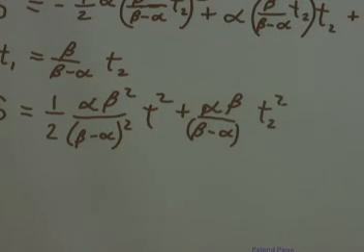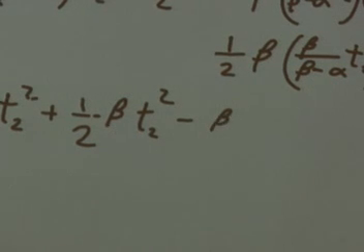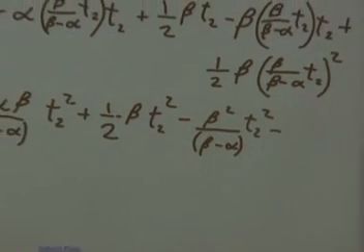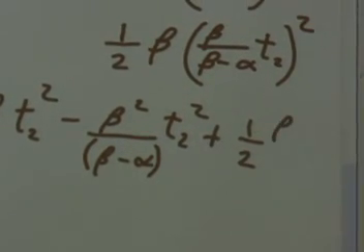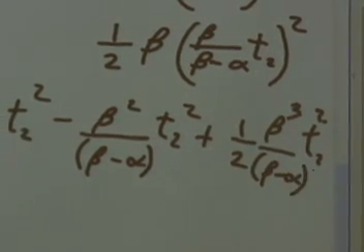Okay, and then the third term, 1/2 beta T2 squared, minus, the next term has a beta squared T2 squared over beta minus alpha. And finally, we've got a plus 1/2 beta to the third T2 squared over beta minus alpha squared.